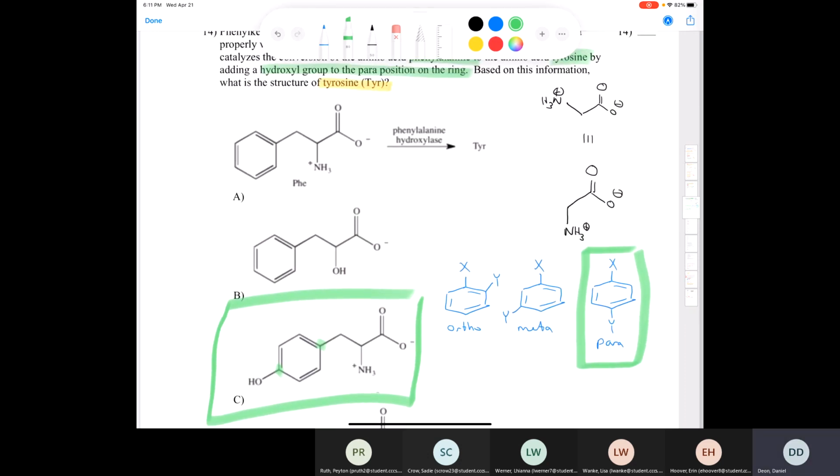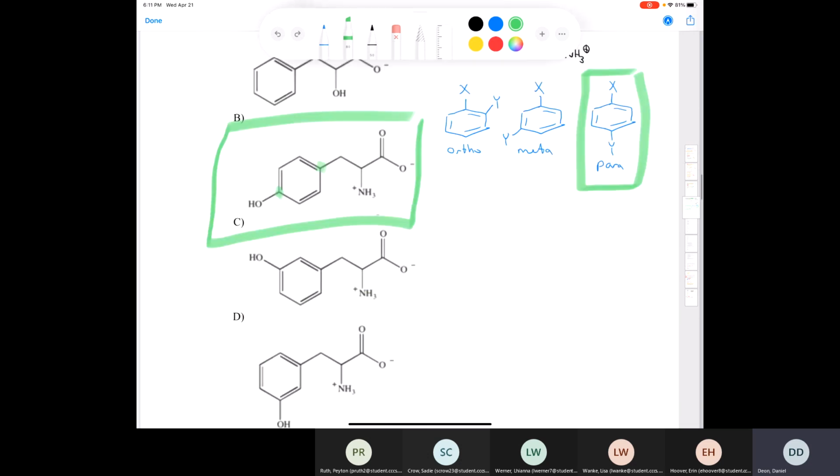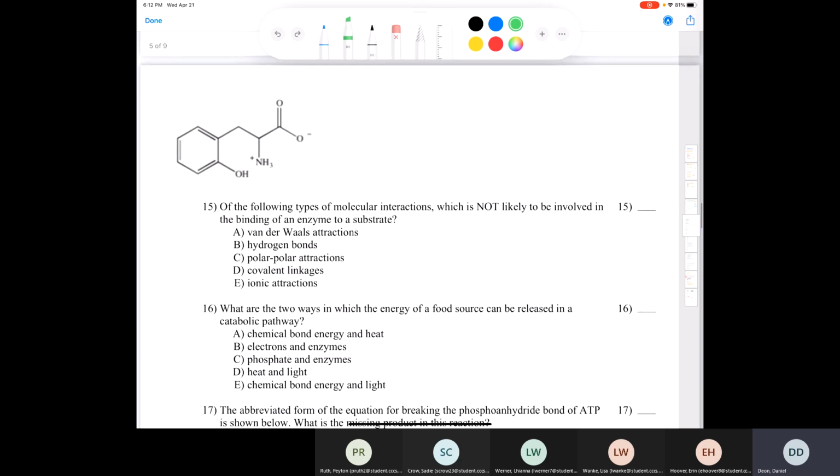Again, you don't have to have the structure of tyrosine memorized to solve the problem. You can just figure it out by the clues that are given here. And you have to borrow some of your knowledge from aromatic compounds, when we discussed disubstituted aromatic compounds, whether they're ortho, meta, or para. So make sure you're aware of that stepping into the next exam and, of course, your final exam as well.